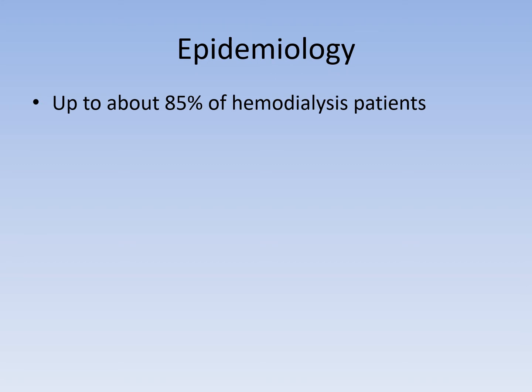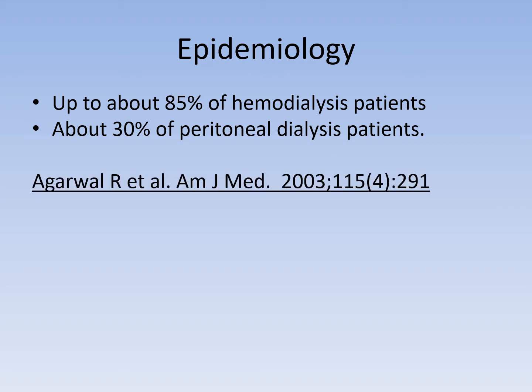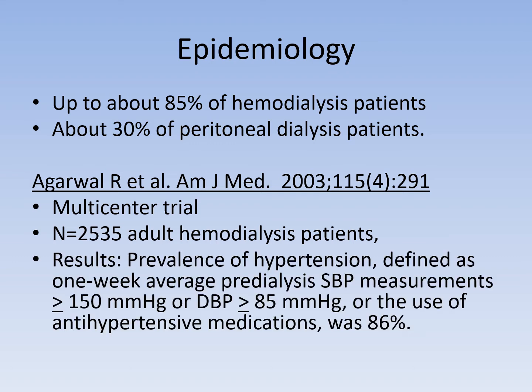Based on multiple studies, the prevalence of hypertension among dialysis patients is up to 85% among hemodialysis patients and nearly 30% among peritoneal dialysis patients. In one multi-center trial that included over 2,500 adult hemodialysis patients, the prevalence of hypertension, defined as a 1 week average pre-dialysis systolic blood pressure of 150 millimeters or more, or a diastolic blood pressure of greater than 85, or the use of antihypertensive medications, was 86%.